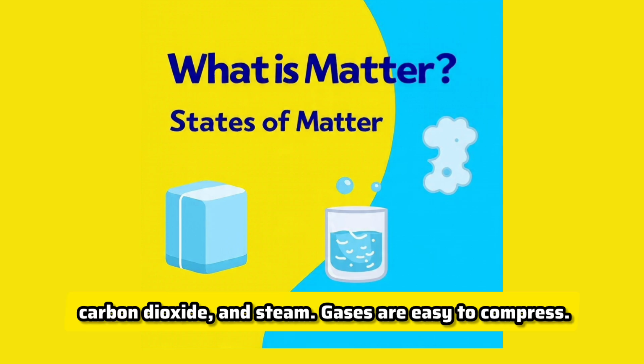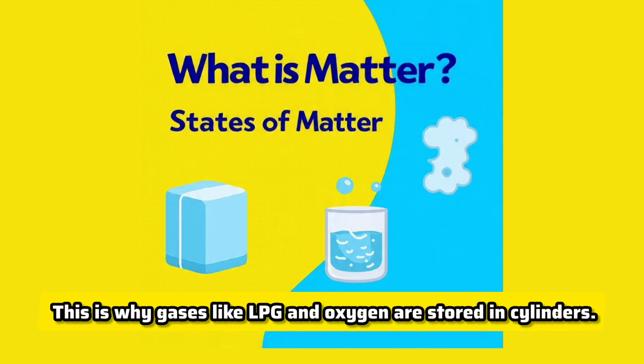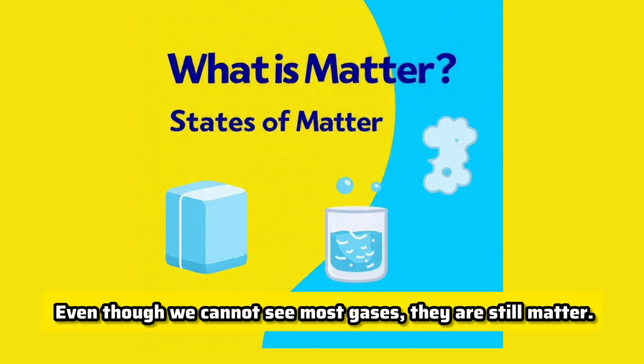Gases are easy to compress. This is why gases like LPG and oxygen are stored in cylinders. Even though we cannot see most gases, they are still matter.